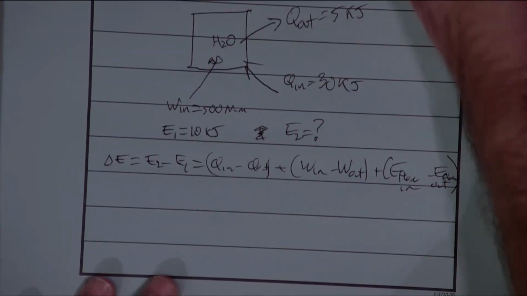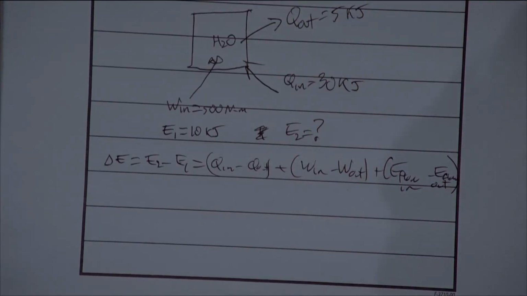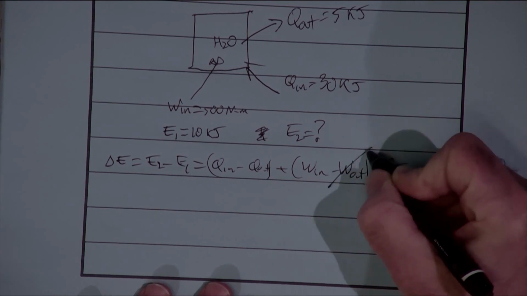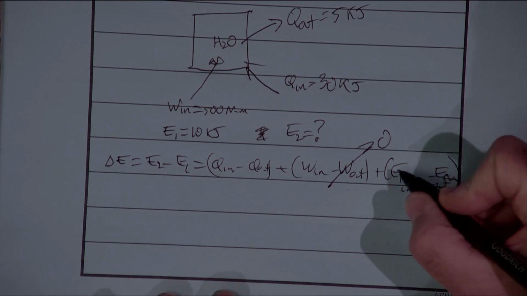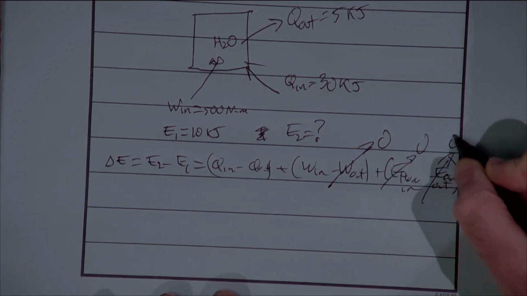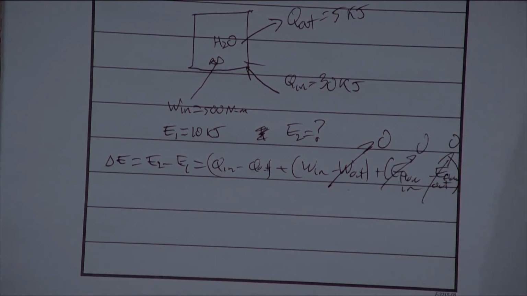Okay, so here a lot of these terms are simply going to go away. There is no work output, right? So we'll just show that as 0. There's no flow at all. It's just a container of water sitting on top of the stove, so there's no flow. So we can just easily show those as both being 0. And then the other terms are all terms that we have.